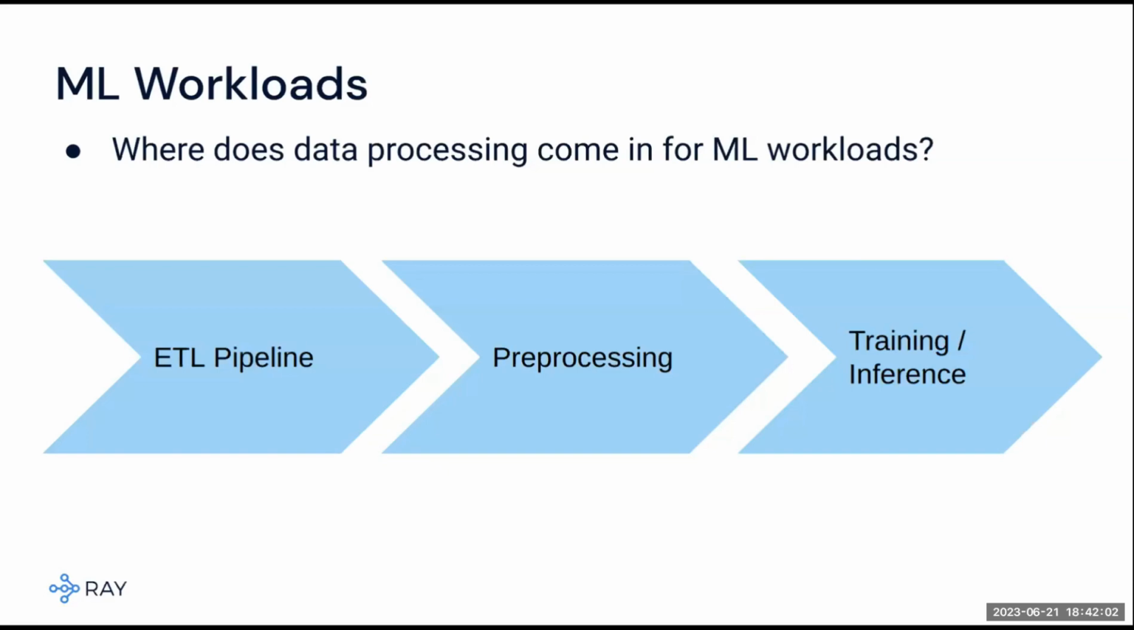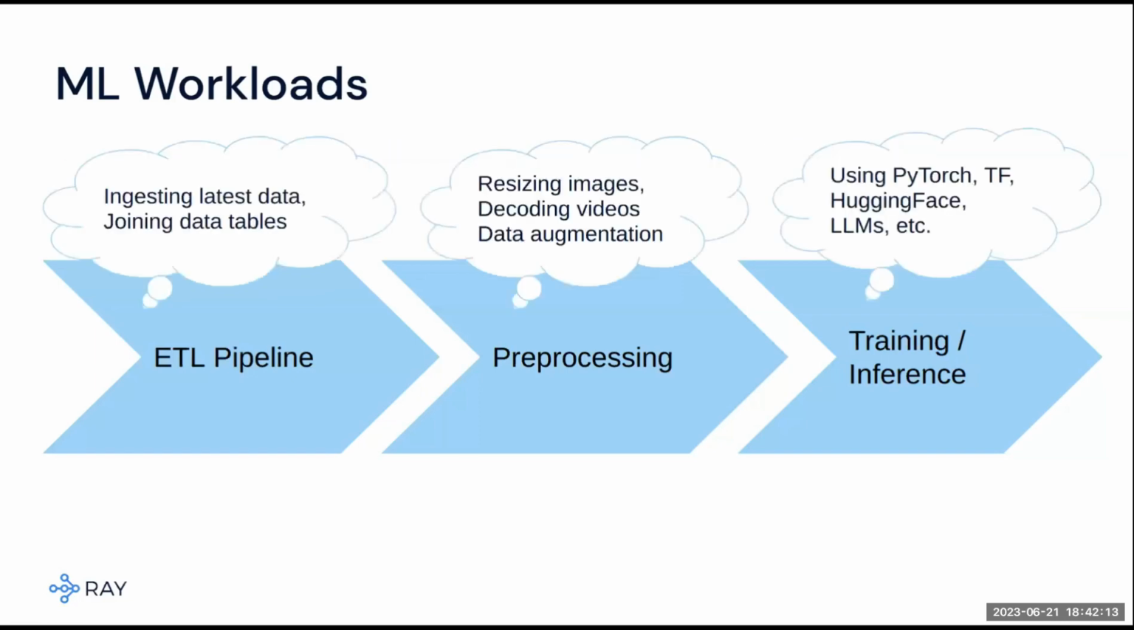Then you have the next step of how to get your data into your model in the right format, where you do pre-processing. And then you have the actual training or inference where you do modeling work. To make this concrete, the first step involves things like ingesting data and joining tables. Pre-processing can involve things like resizing images, decoding videos, data augmentation, and scaling data. And the last step is where you're using machine learning frameworks like PyTorch, Hugging Face, and so on.